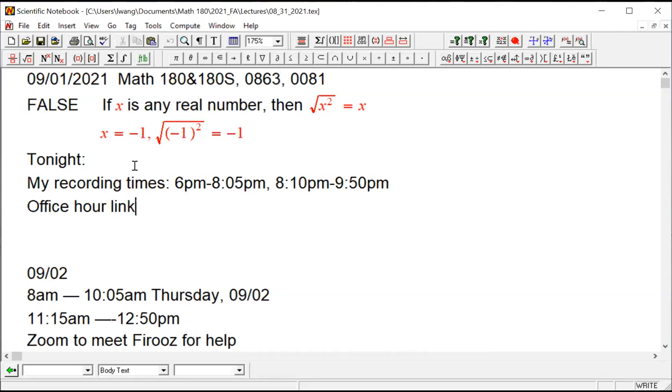That goes to my personal room. Okay? Is that clear about the plan for tomorrow?